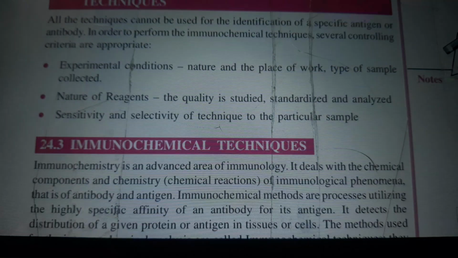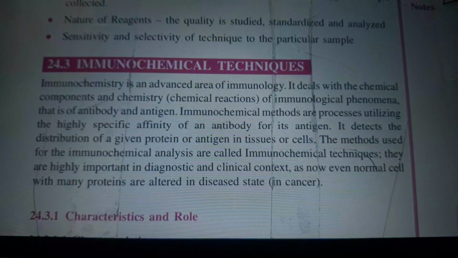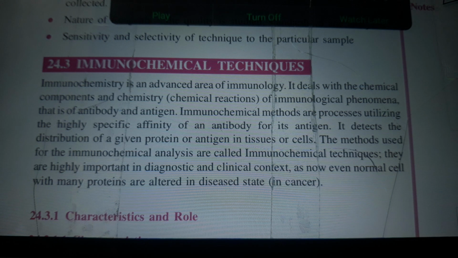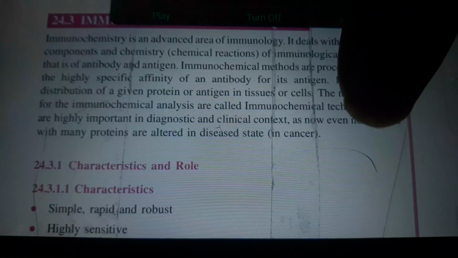Immunochemical techniques, factors controlling the immunochemical techniques. All the techniques cannot be used for identification of a specific antigen or antibody. In order to perform the immunochemical techniques, several controlling criteria are considered: experimental conditions, nature and the place of work, type of sample collected, nature of reagents, the quality is studied, standardized, and analyzed, and sensitivity and selectivity of the technique to the particular sample.